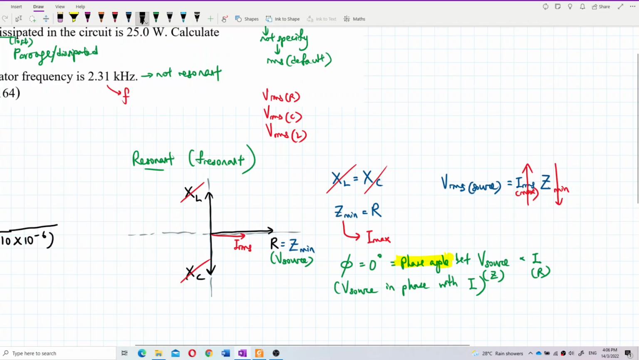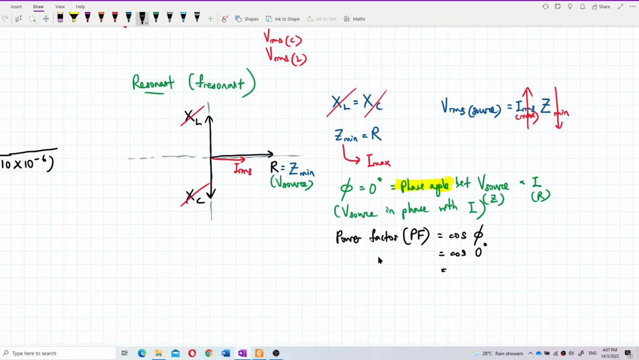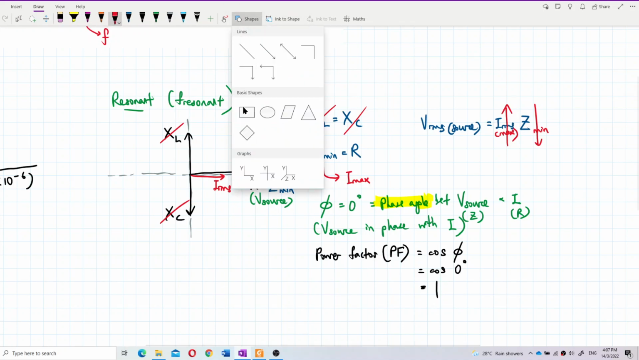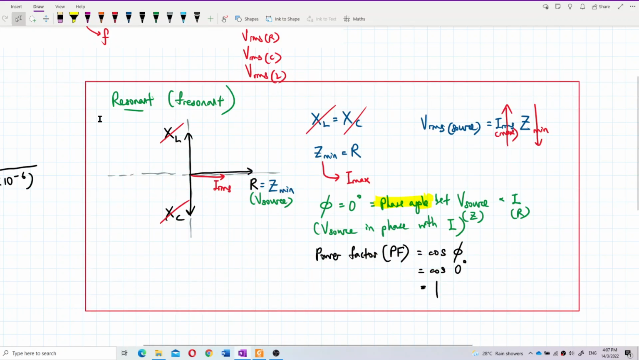And then another thing is the power factor. What is power factor? Or we put it as PF, power factor. Power factor is cos phi. Now phi is 0 degree, so power factor is cos 0 degree, and cos 0 equals 1. So power factor is equal to 1. So these are the important things for resonant, and I hope you remember this. All these are important notes for resonant.